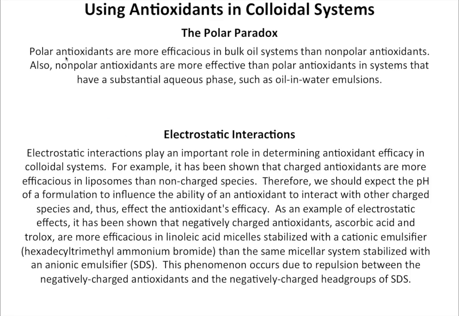Some of the things that are known about using antioxidants in colloidal systems, one of the main things is called the polar paradox. Essentially what this says is that polar antioxidants are more efficacious in bulk oil systems than non-polar antioxidants. That'll seem kind of weird to you, because our natural instinct, with a non-polar bulk oil system, would be to use a non-polar antioxidant. But as I mentioned, the region most susceptible to lipid peroxidation is at the interface, and for that reason, polar antioxidants are more efficacious than non-polar antioxidants. Essentially that's because polar antioxidants will migrate to the air-oil interface in a bulk oil system.